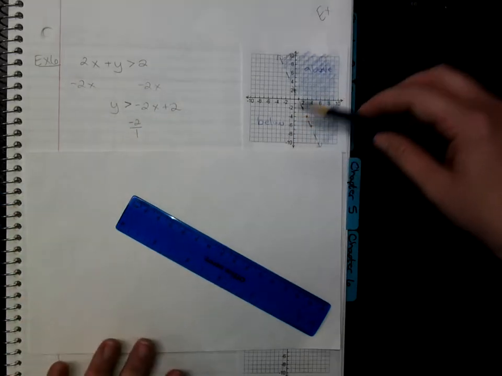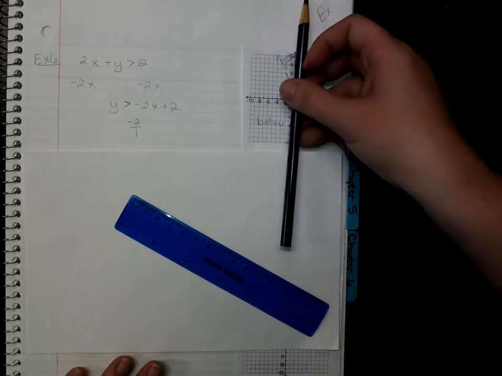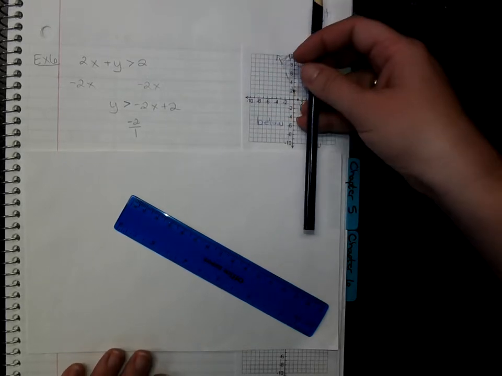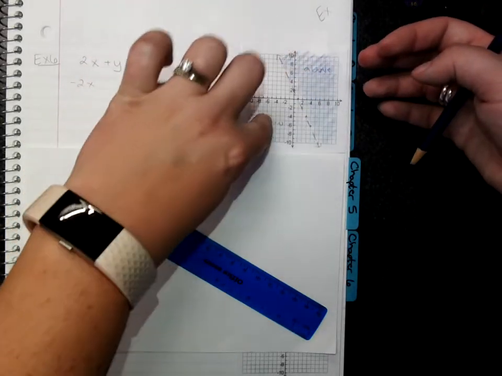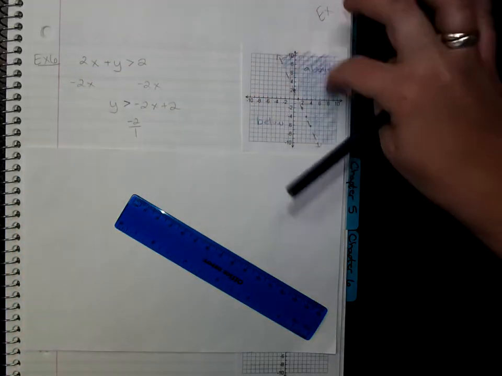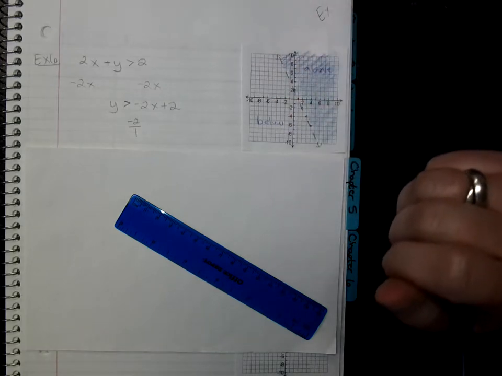So above and below has nothing to do with the axes. Just pretend the axes aren't there. I know that makes it a little confusing, but if you ignore the axes, you're just focusing on this line, above and below that line. It has nothing to do with the actual x or y axis.